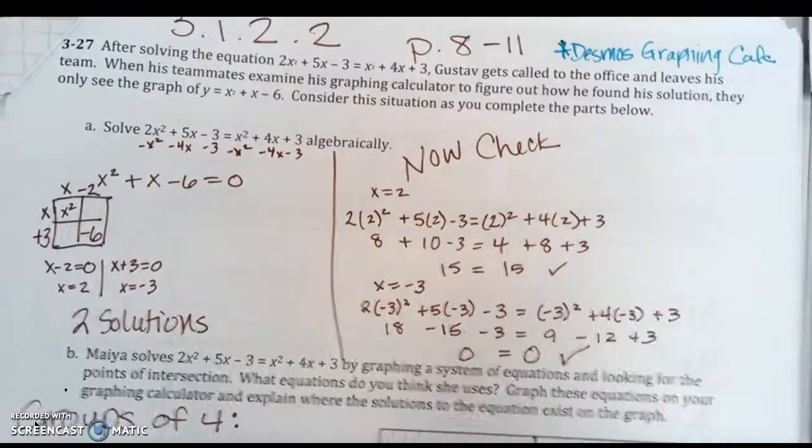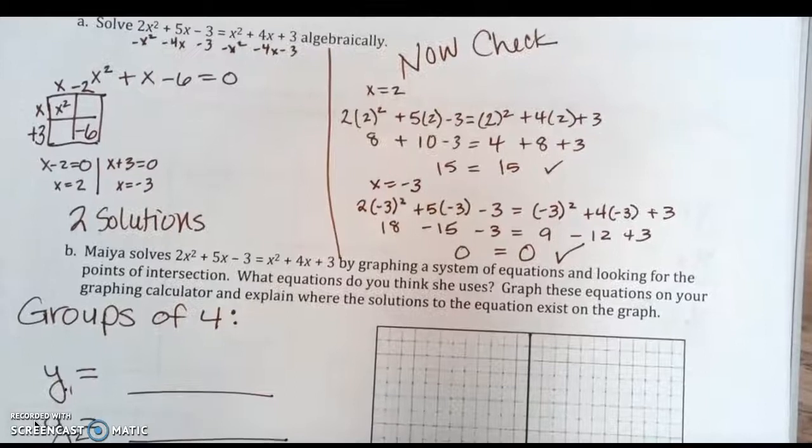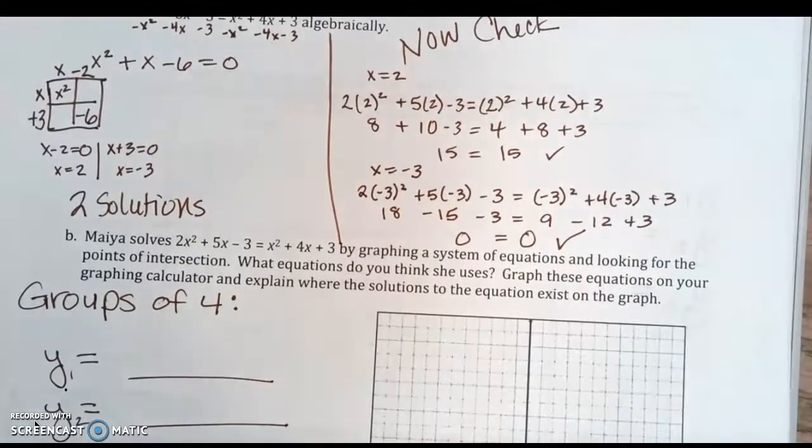Let me move it up just a tad in case anybody's still writing. Maya solves 2x squared plus 5x minus 3 equals x squared plus 4x plus 3 by graphing a system of equations and looking for the points of intersection. What equations do you think she uses? And graph these equations on your graphing calculator and explain where the solutions to the graph exist on the graph.